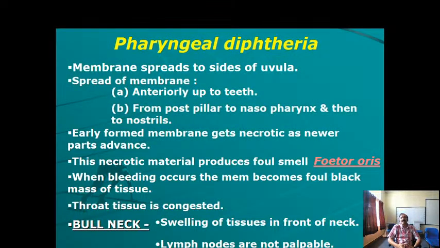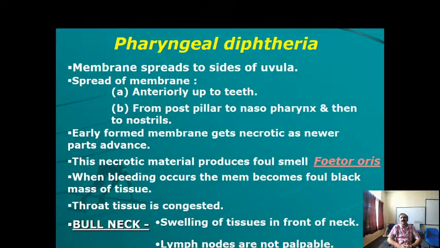In pharyngeal diphtheria, the membrane spreads to the sides of the uvula and anterior to the teeth, mostly from the postpillar to the nasopharynx and then to the nostril. This whole area gets covered with the membrane. The earlier membrane which is formed gets necrotic as newer parts advance. This necrotic material smells very foul, and this was specifically called fetor oris. When bleeding occurs, the membrane becomes foul and black, and this mass of tissue may shed.